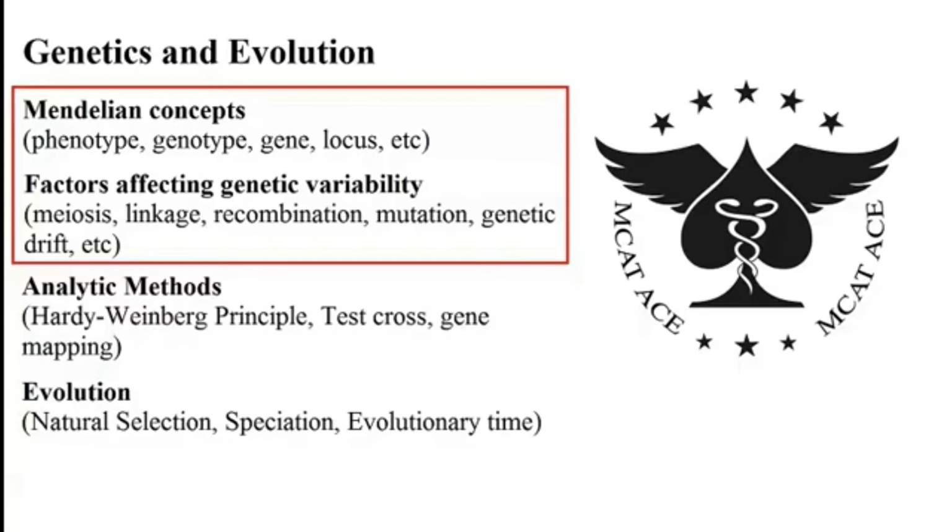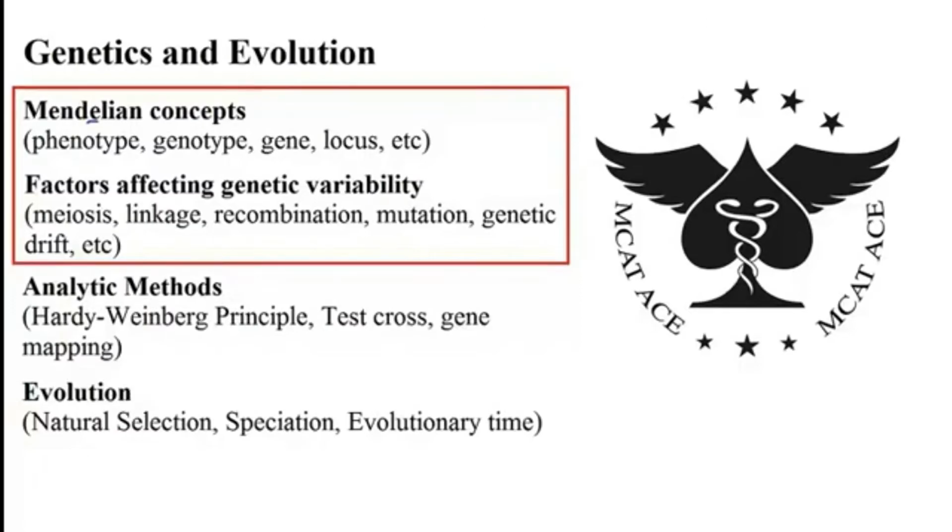So this lecture will be focusing on the genetics and evolution concepts that are being covered in the MCAT. We will divide this video into two parts. The first part, we will go over the Mendelian concepts and then go over some of the factors that affect genetic variability. And then in the second part of this lecture, we will continue the factors that affect genetic variability and then go over some of the analytic methods as well as the processes of evolution.